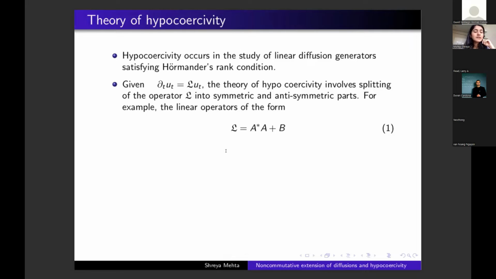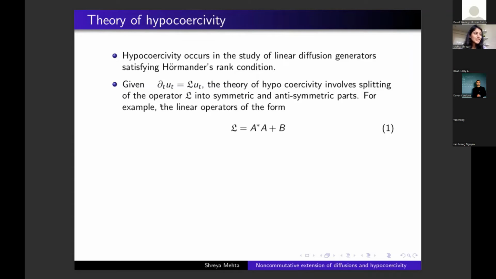Now I'm going to discuss the non-commutative framework for hypercoercivity. Since we were studying the generalization of the linear diffusion generators, which will satisfy the Hörmander rank condition, hypercoercivity occurs in such cases. So first, what is hypercoercivity? It is the study of dissipative evolution equations, which involve a degenerate dissipative operator and a conservative operator. The combination of these two implies convergence to a uniquely determined equilibrium.